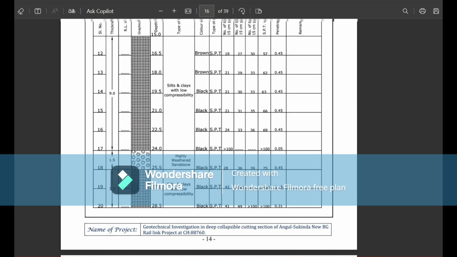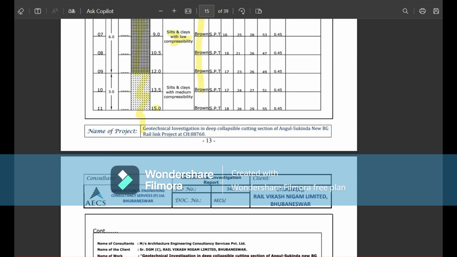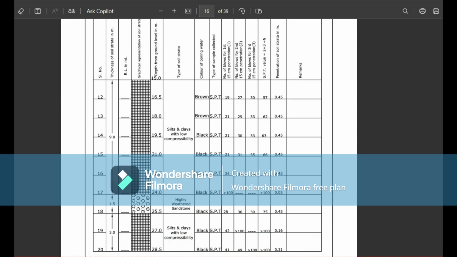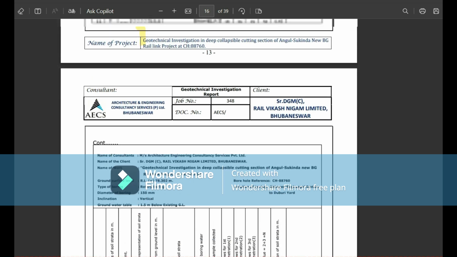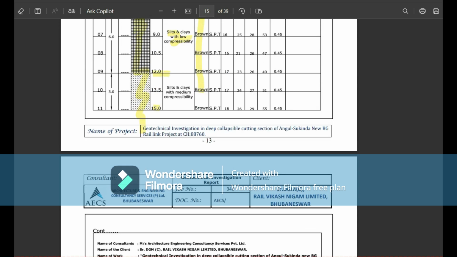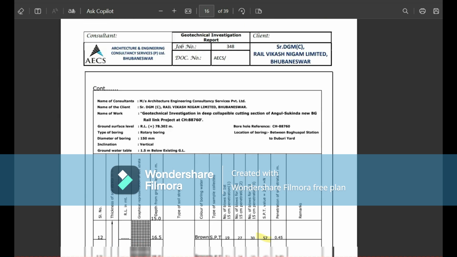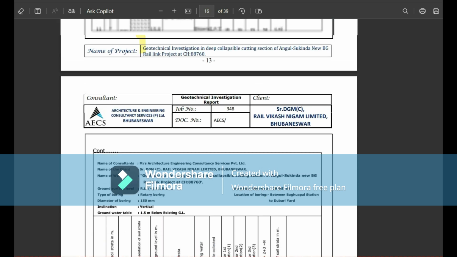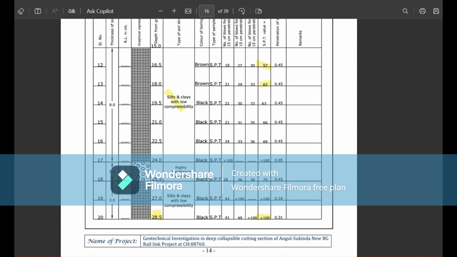Another borehole is also in the same borehole. Here we see up to 15 meters from ground level, and then 15 to 28.5 meters. After 15 meters, silt clay with low compressibility and SPT value greater than 50. This is the corrected SPT value. Up to 12 meter it is 49, and after that greater than 50, and after 28.5 meter it is greater than 100. Greater than 100 SPT is not required.